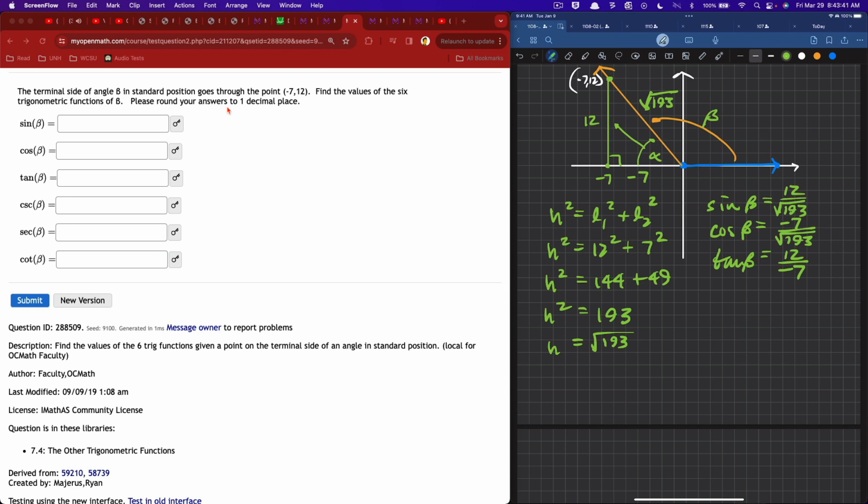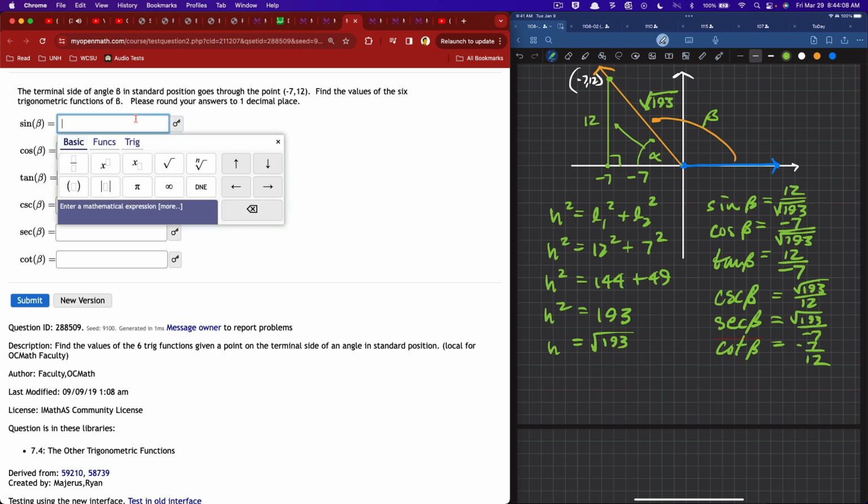And then cosecant, secant, cotangent. These are the reciprocals of the above 3. So this is square root 193 over 12. This is square root 193 over -7, or it's negative that. And then this one is -7 over 12. And then you would type all those things in, and they're going to give you decimals.